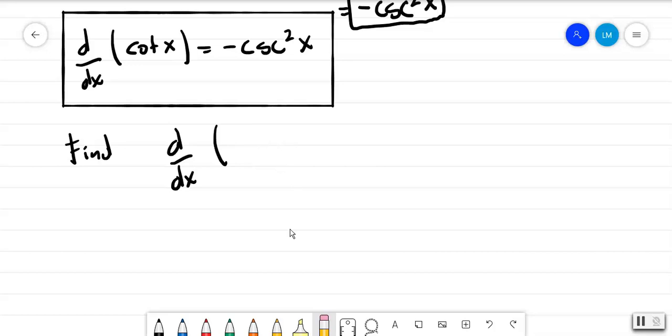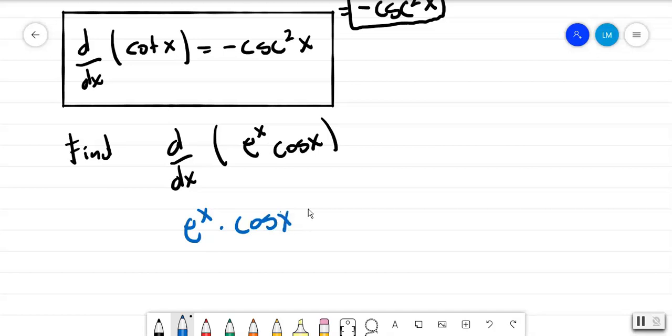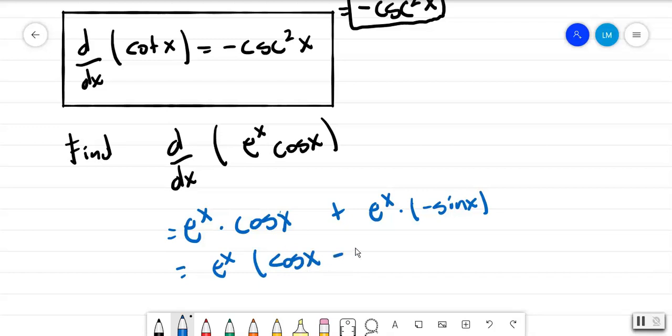So let's say that we want to find the derivative of the exponential function e to the x times cosine of x. Well, this is going to be product rule, so this is going to be e to the x multiplied by cosine of x plus e to the x multiplied by the derivative of cosine of x, which is just negative sine of x. But basically this gives us e to the x multiplied by cosine of x minus sine of x. And then that would be it.